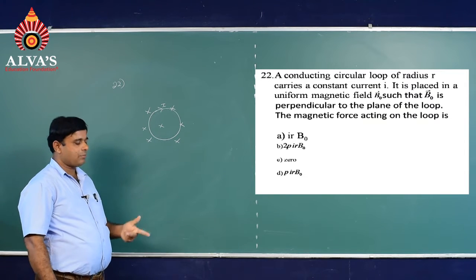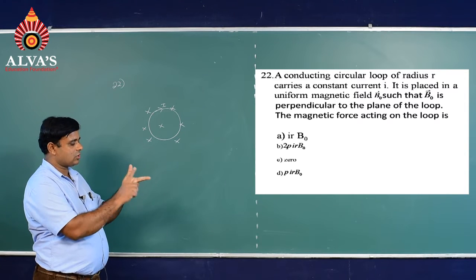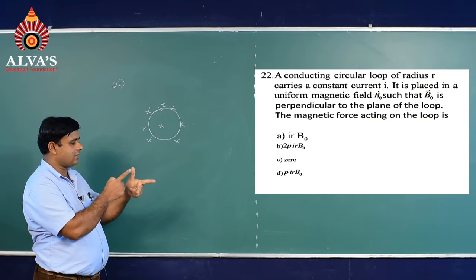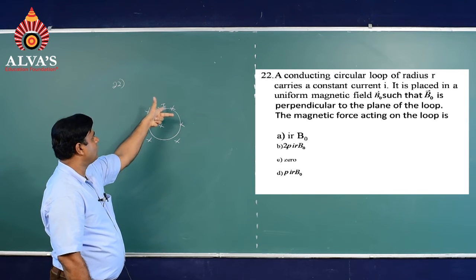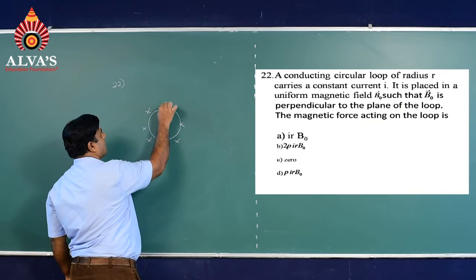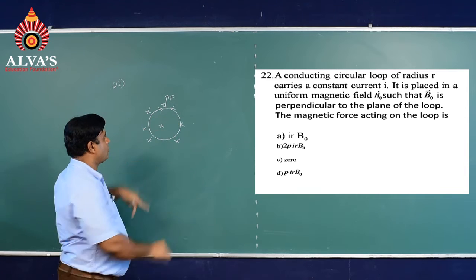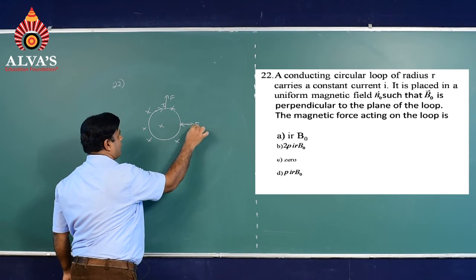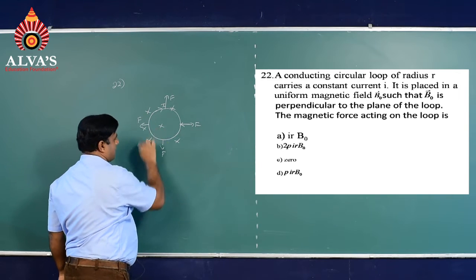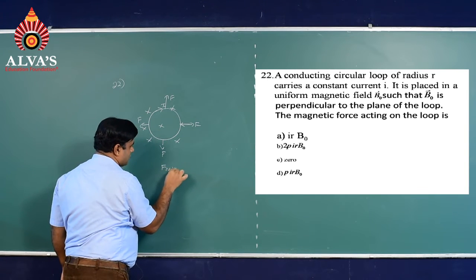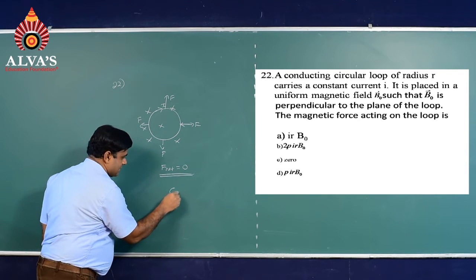Force acting on them can be found by using Fleming's left hand rule. This indicates the direction of the field, this indicates the direction of the current, this indicates the direction of the force. So, field is inwards, current is to the right, force should be in the upward direction. Here current is downwards, force should be outward. So, at every point force is acting in the outward direction, therefore, total force becomes equal to 0. So, the answer is C.